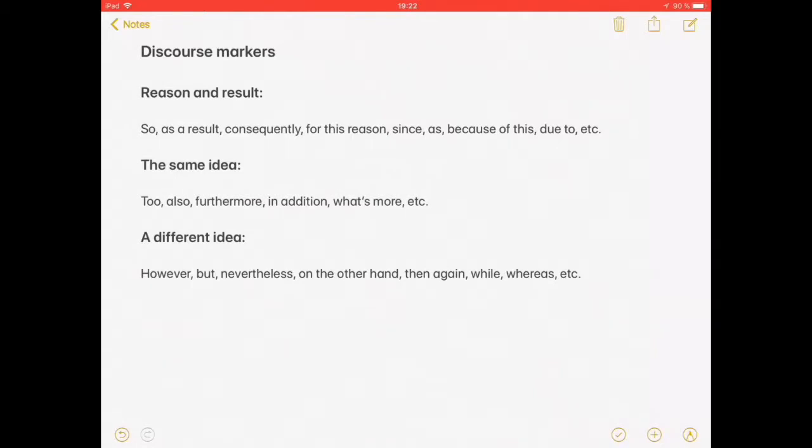So, as a result, consequently, for this reason, since, as, because of this, due to, etc. The same idea: too, also, furthermore, in addition, what's more, etc. A different idea: however, but, nevertheless, on the other hand, then again, while, whereas, etc.